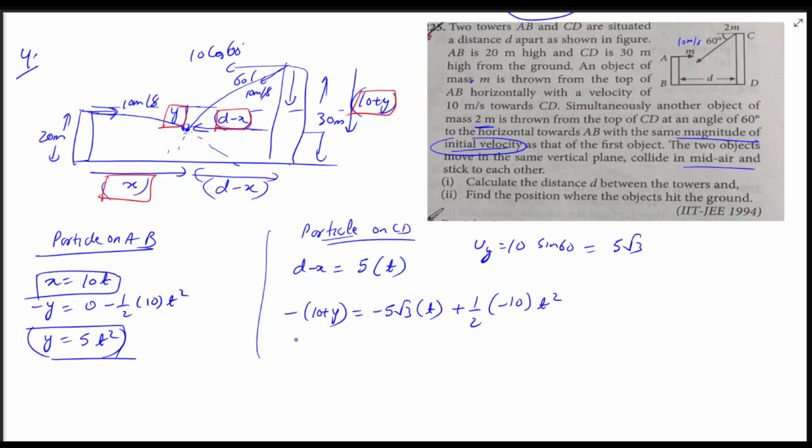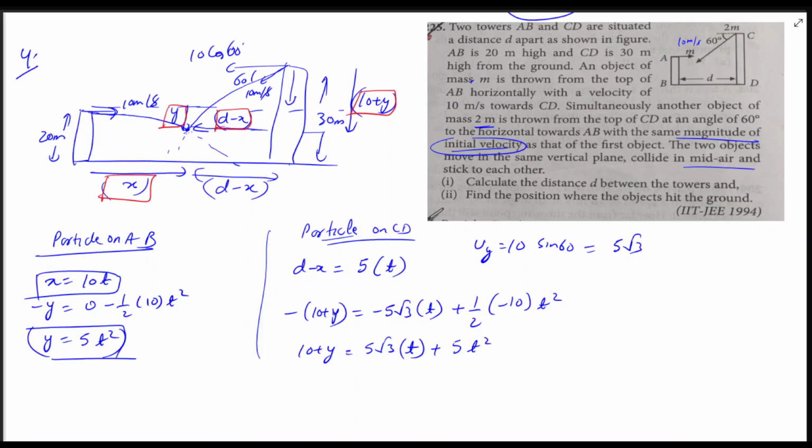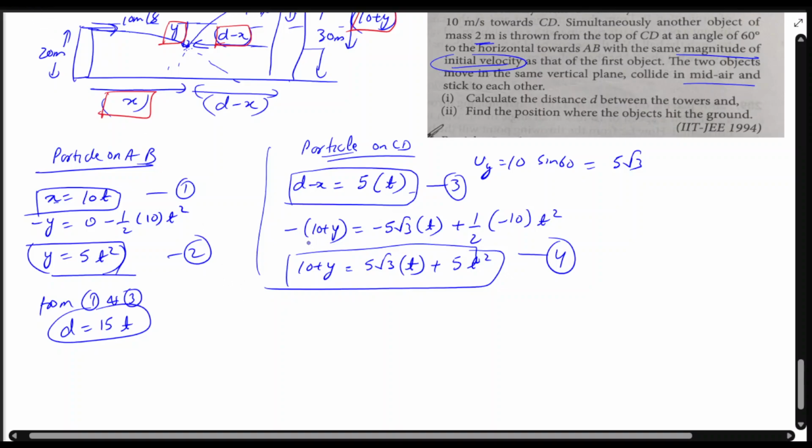So it's the same question, we have done it. The minus will get cancelled. So 10 plus y will be equal to 5 root 3 t. To solve this equation, it's similar to the one we have done before. So let's put x here. From 1, this is 1, this is 2, this is 3, and this is 4, right? So from 1 and 3, we will get d as 15t.